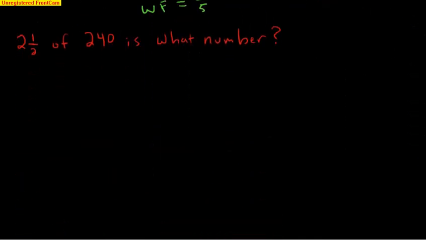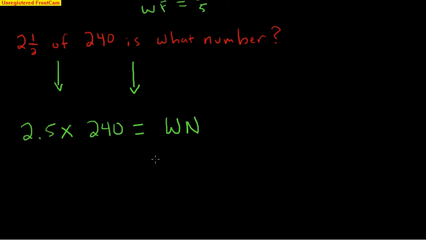Alright, one more example. 2.5 of 240 is what number? This is our favorite kind of these types of problems, because something is what number. When we start to set up this equation, we realize we've got 2.5 of 240 is what number. This is our favorite type of equation because our goal is always to get Wn by itself, or the unknown on one side of the equation. We already have that. So all we have to do is simplify this other side.